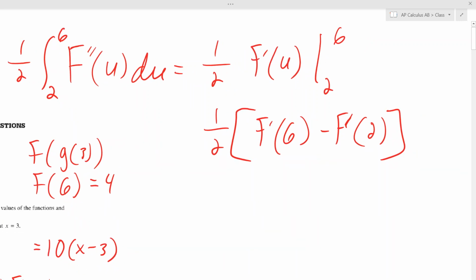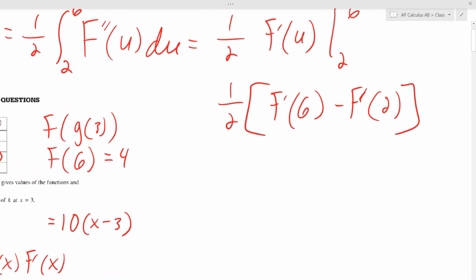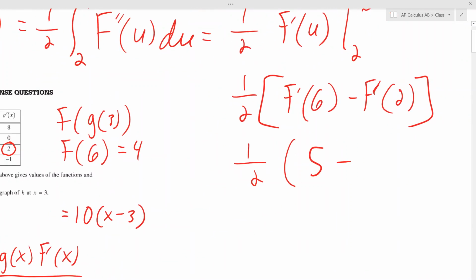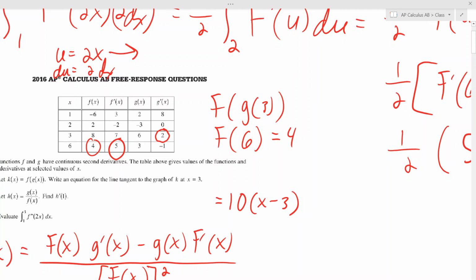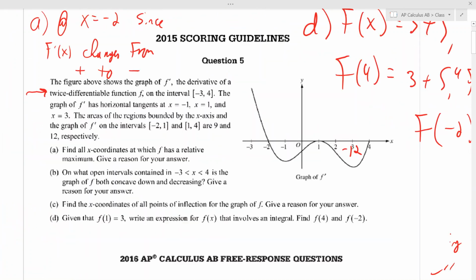All right, but F prime of 6 is right from this table. What's F prime of 6? 5. So it's 1/2 times 5 minus F prime of 2. What's that? Is that negative 2? Looks like it. Negative 2. So that's 7 halves. Woohoo! Boy, howdy. That wasn't too bad.